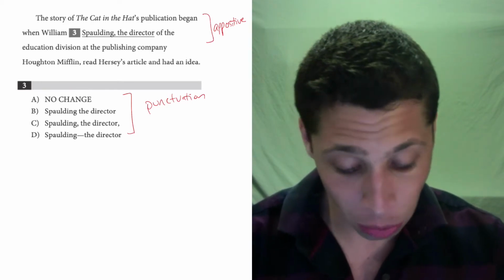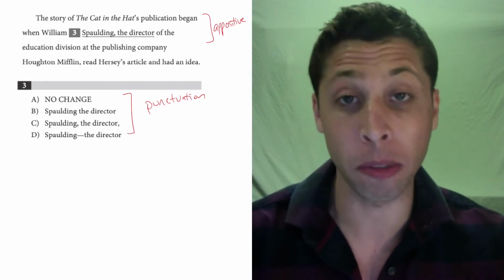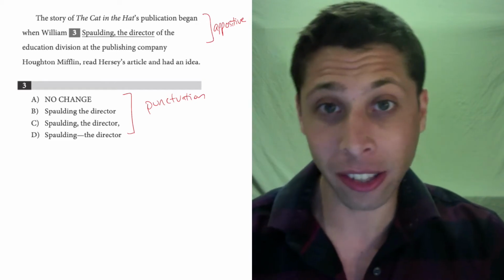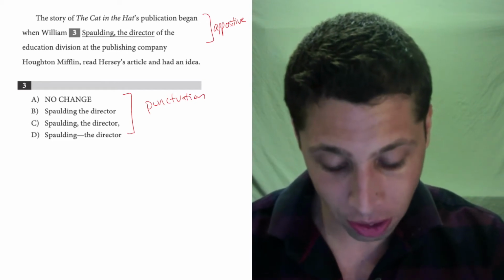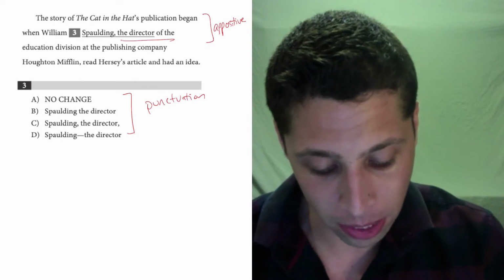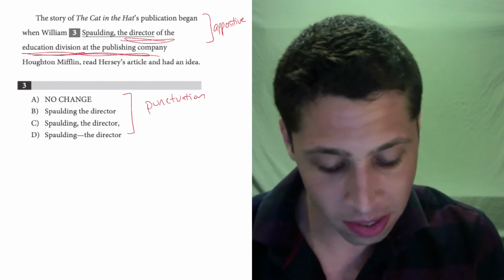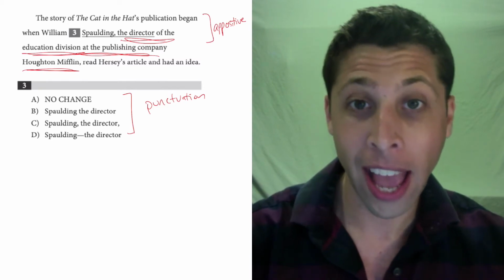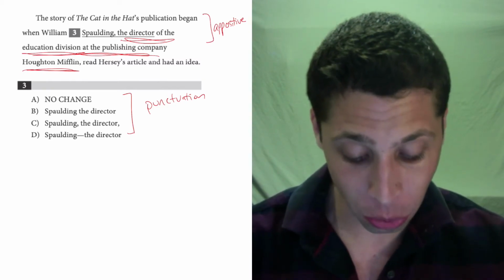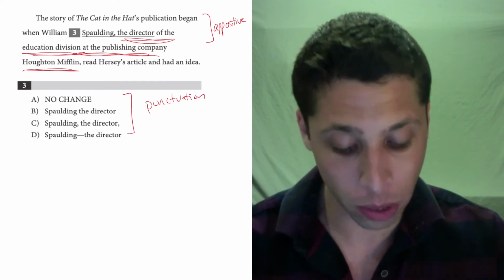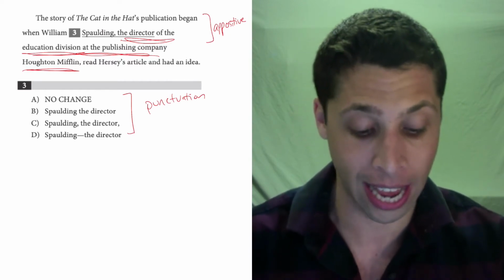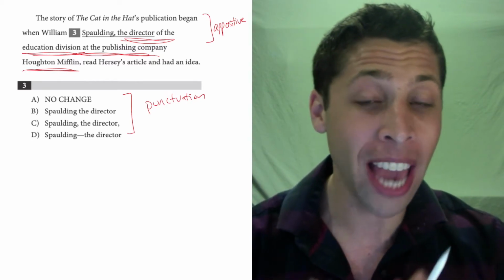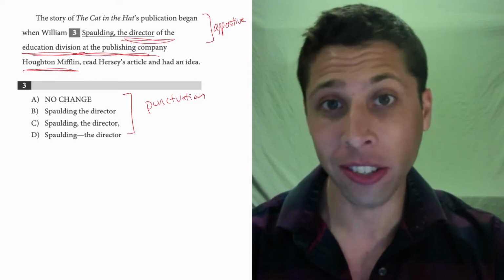So in this case, the story of the Cat in the Hat's publication began when William Spalding, who's the main topic of this sentence, and then we get this little description of him, the director of the education division at the publishing company Houghton Mifflin. We've seen things like this before. This is the appositive. This is the extra bit that we could ignore and still have a full sentence, right? The story of the Cat in the Hat's publication began when William Spalding read Hershey's article and had an idea. That's the sentence. So this little thing, when we add it in, it's an unnecessary clause.